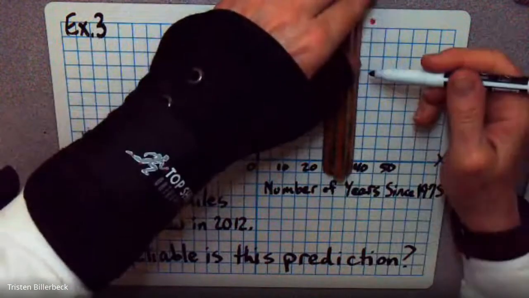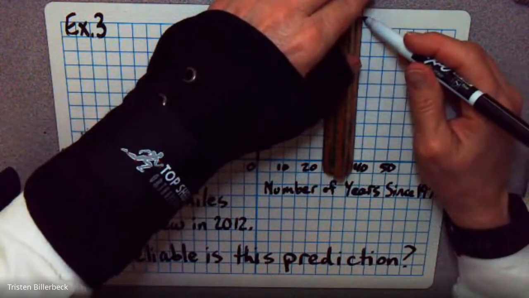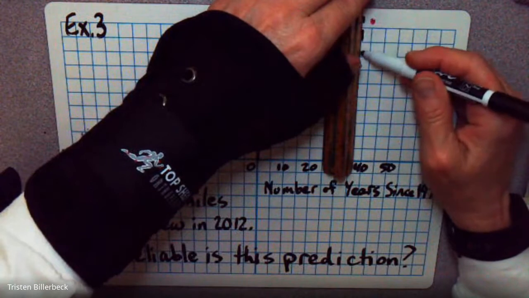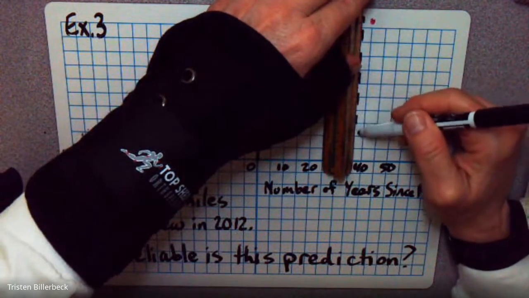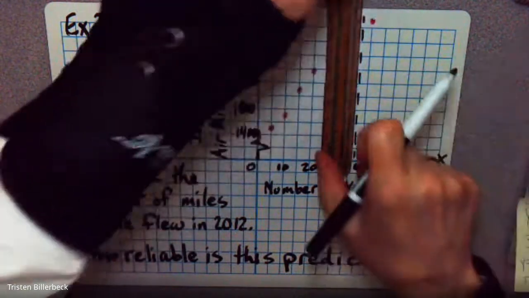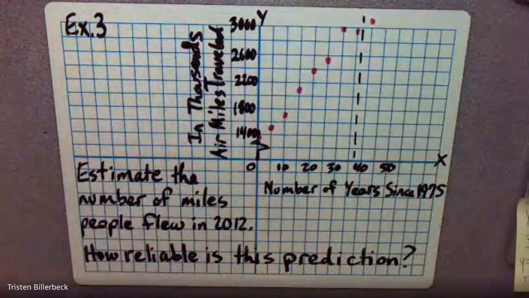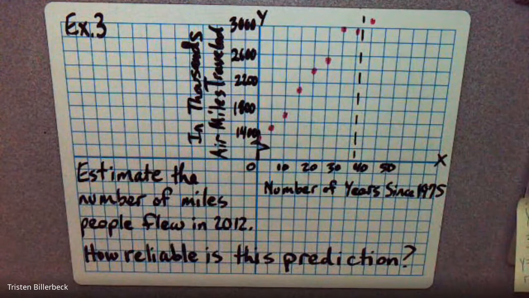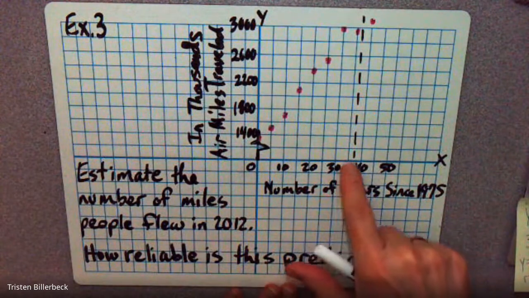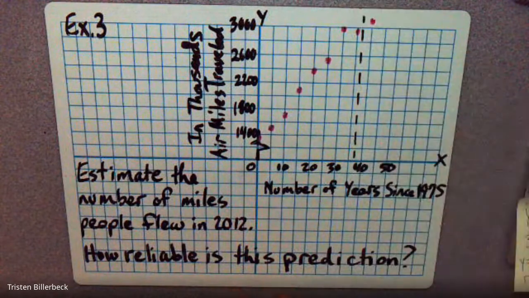Okay, so there we go. We put something right about here. So that's about 2012. I might not be exact. Okay, so that's 2010, so it's a little closer in there. All right, so we want to figure out, well, what is this going to be?